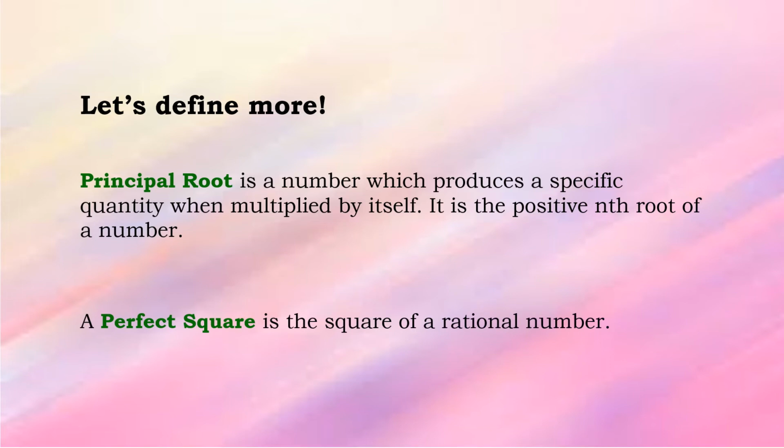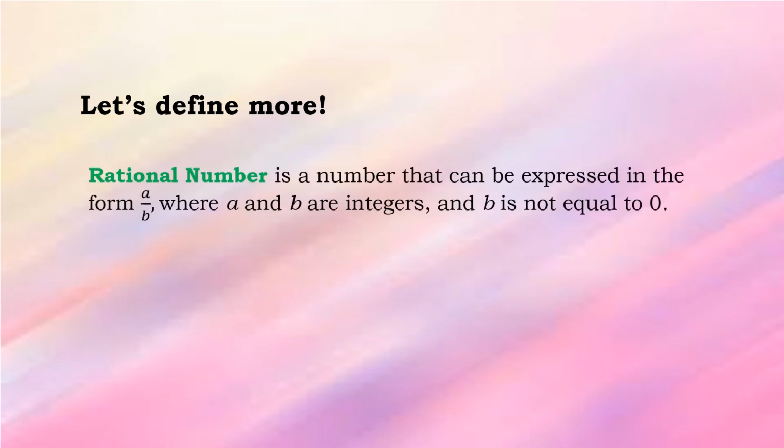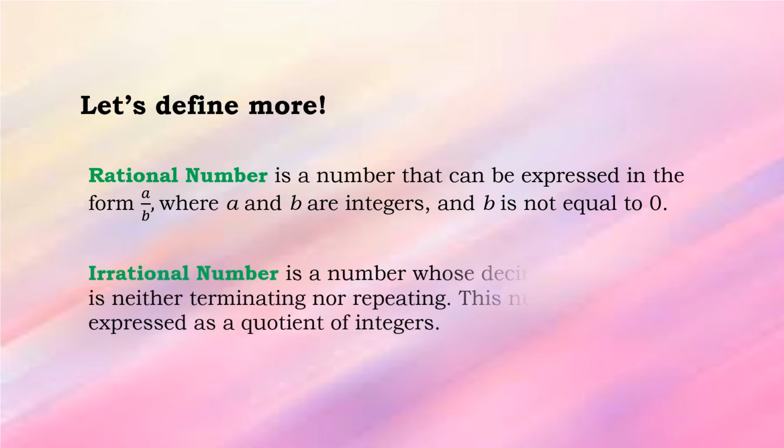A perfect square is the square of a rational number. Rational number is a number that can be expressed in the form a over b, where a and b are integers, and b is not equal to 0. Irrational number is a number whose decimal representation is neither terminating nor repeating. This number cannot be expressed as a quotient of integers.